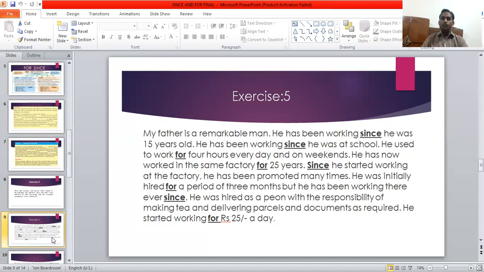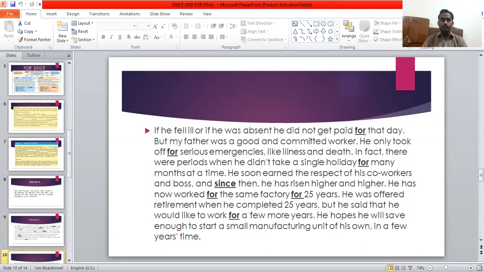Since he started working at the factory, he has been promoted many times. He was initially hired for a period of 3 months, but he has been working there ever since. He was hired as a peon with the responsibility of making tea and delivering parcels and documents as required. He started working for rupees 25 per day. So this was exercise number 5. I have shared answers where we use since and for. And if you have any difficulty, you can write in the comments.